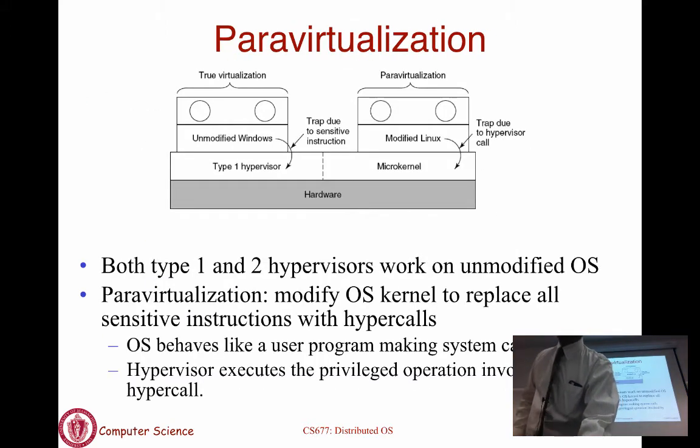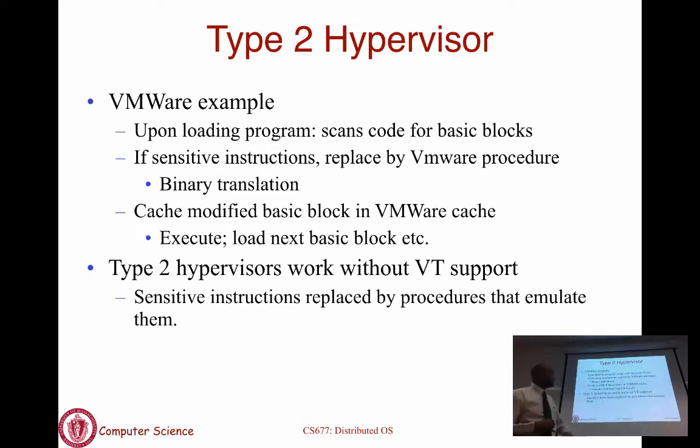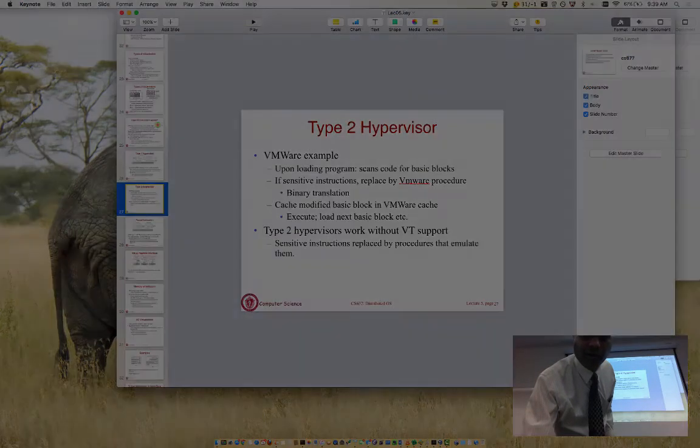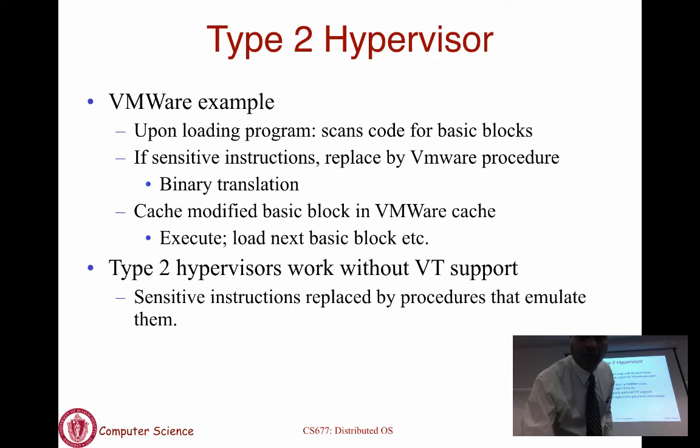And then, what is that cache modified block? Okay, so this is all binary translation. The binary translation happens using a code cache, where the type 2 hypervisor will load the code that the OS is going to execute. It's going to scan it, replace those instructions in the cache, and then the OS will just transparently execute them. Okay, that's just how binary translation is actually done.